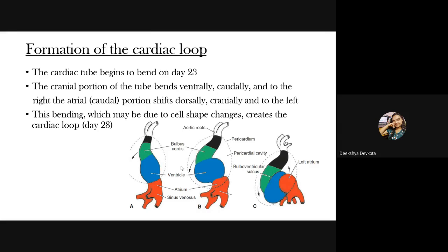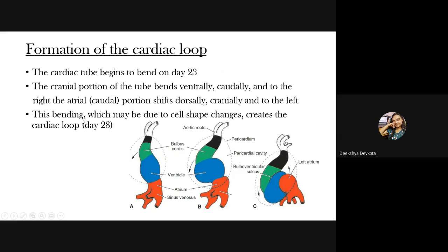The looping of the primitive heart begins on day 23. The cranial portion bends ventrally, caudally, and to the right, like this. And the caudal part shifts dorsally, cranially, and to the left. In this way, the cardiac loop is formed, and the bending occurs due to some cell shape changes.